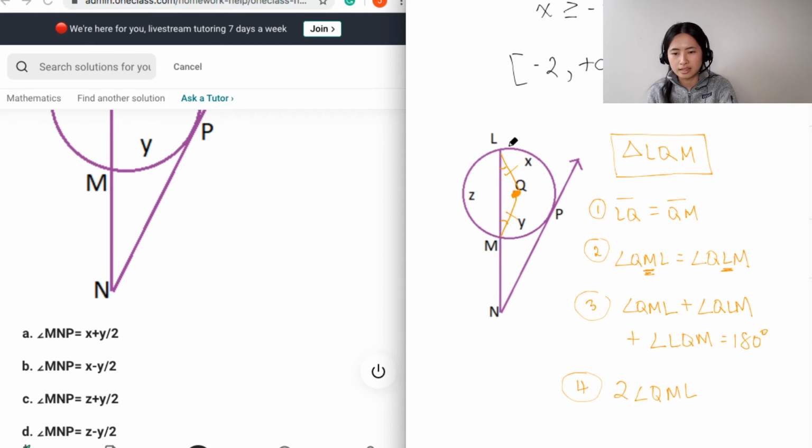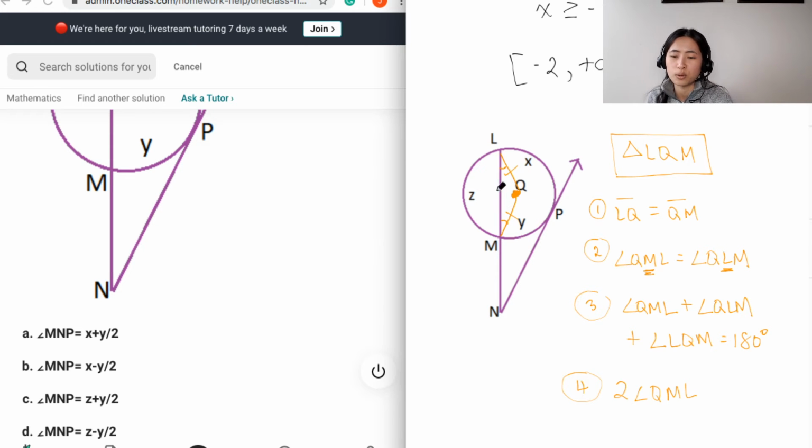Okay, great. So we have that QML over here. And if you look at this LQM over here, can you see that? This is basically what you call your central angle, right? I don't want to mark it because it's going to get so confusing, but basically this angle Q over here, because it's a central angle, would be equal to Z. The reason being it's a central angle. So if you recall the relationship of your arc and your angles within your circle, right?